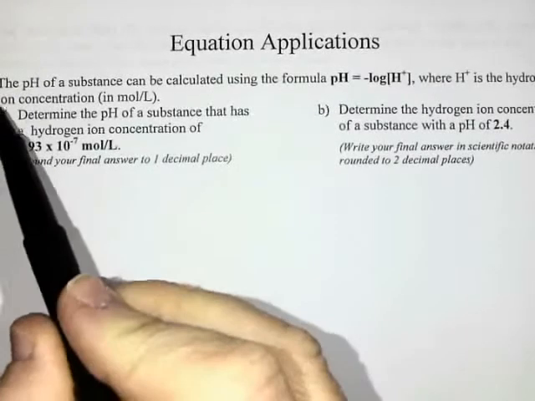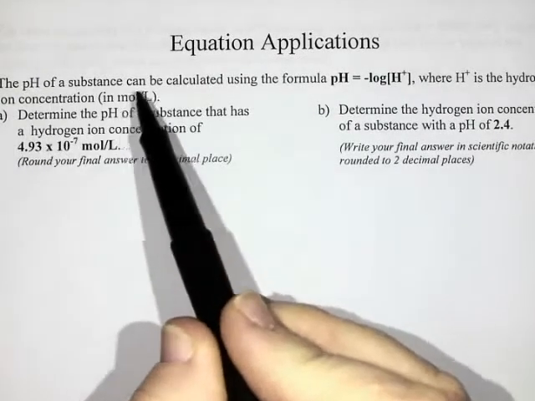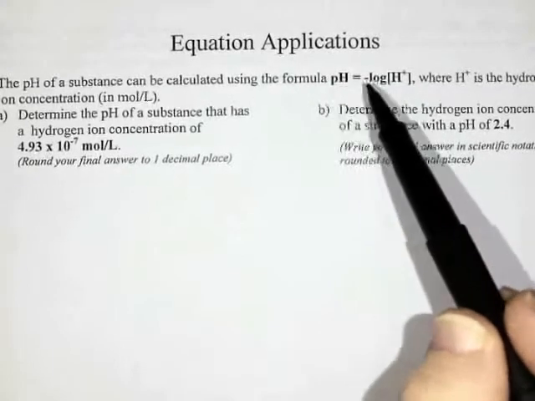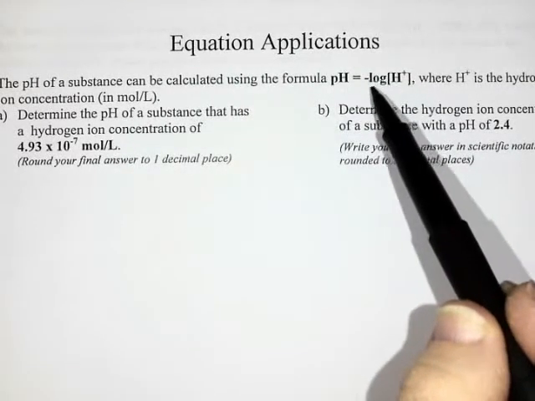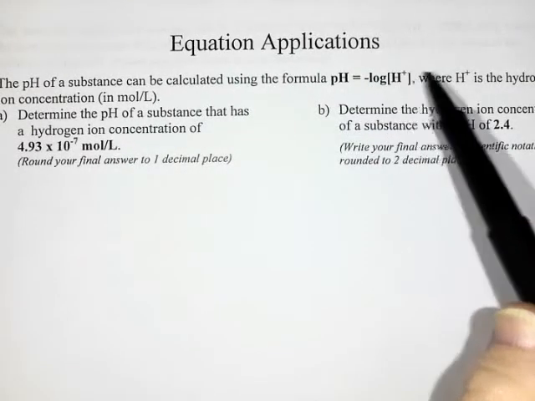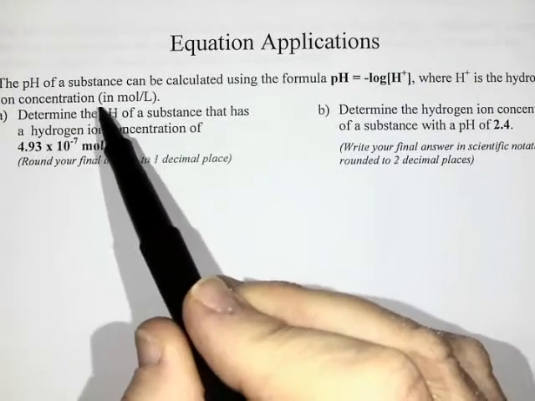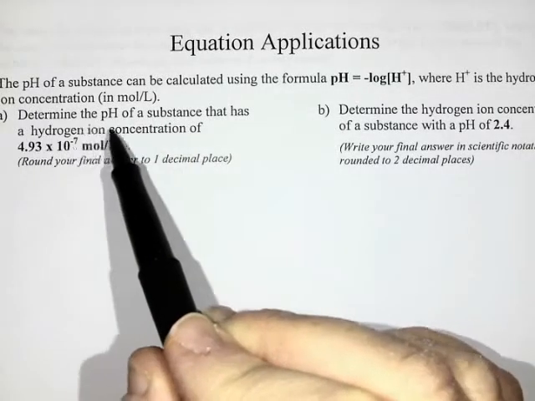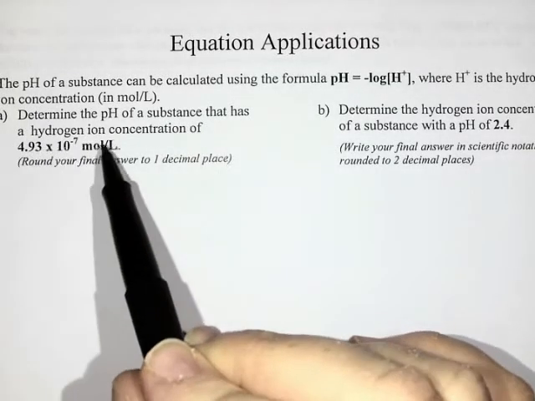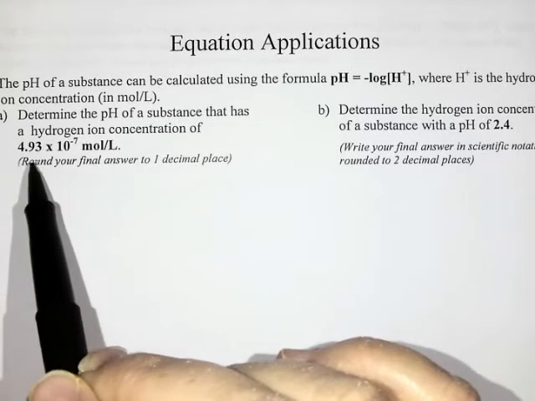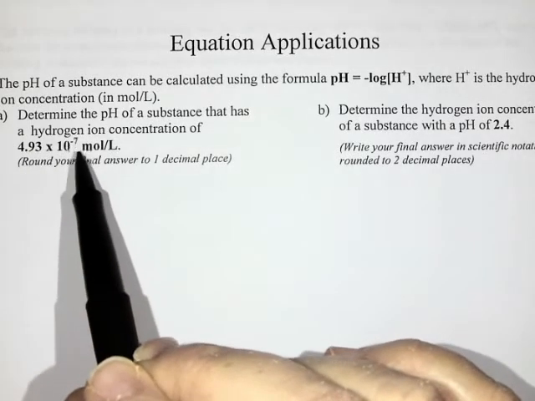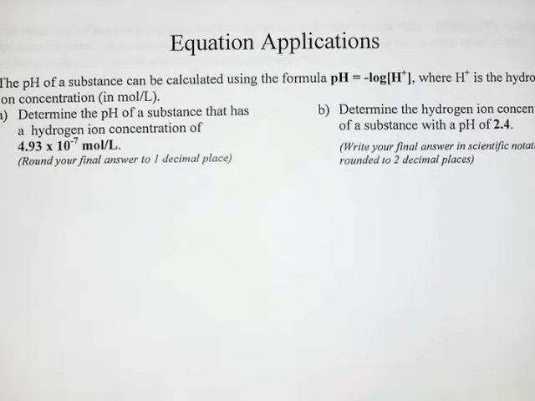So our first question says the pH of a substance can be calculated using the formula pH equals negative log H plus, where the H plus is the hydrogen ion concentration in moles per liter. Determine the pH of a substance that has a hydrogen ion concentration of 4.93 times 10 to the negative 7 moles per liter. Round your final answer to 1 decimal place.